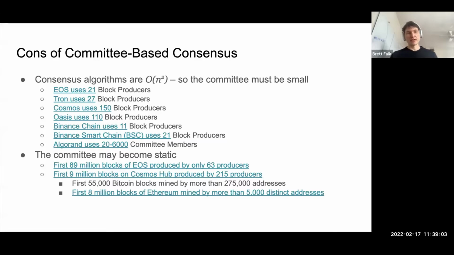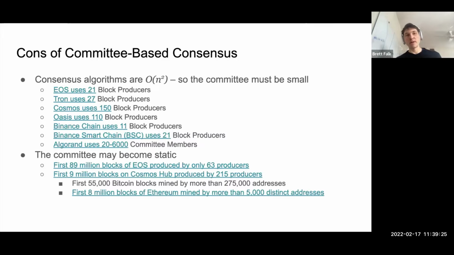Now, the big drawback of committee-based consensus is that these classical consensus protocols require communication that grows quadratically with the number of people in the committee. So if there's n people in the committee, it requires n squared communications. You have to keep the committee size kind of small. So small is relative, and nobody knows exactly what small means.